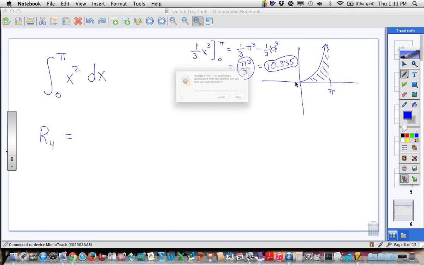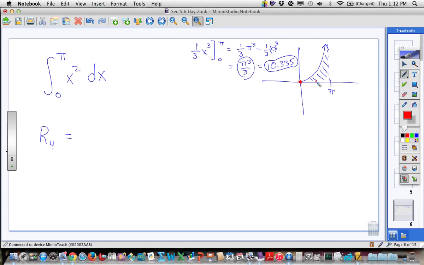Okay, and if we still need it, we can get the picture to help us here a little bit. 4 rectangles. We're going to divide this. It'll take 5 dots to divide it up. What do we need to calculate first to do our 4 right rectangles? We need the delta x, the width. What's the delta x going to be?